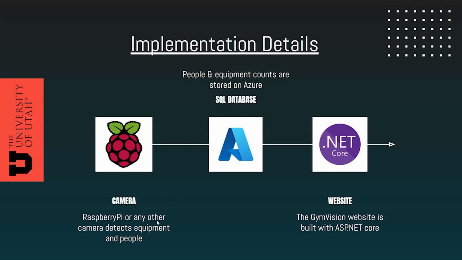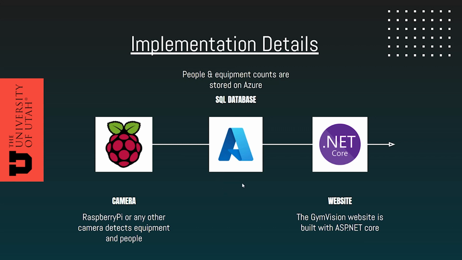We of course start with our camera, our Raspberry Pi or other camera that's detecting the people and equipment. We're then going to get the bounding boxes and model types out of that. We're going to send those to an Azure function. That Azure function holds the logic to extrapolate which area the people are in and what machines they're using. And then it's going to update our SQL database accordingly.